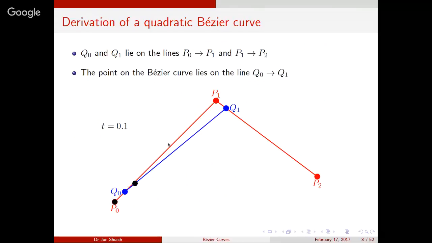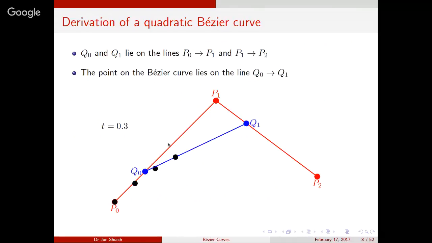What I've also done is the black blob here. That is 1/10 of the line joining Q0 to Q1, and I've drawn a black blob there. Okay. When t is 0.2, Q0 is a fifth along this line between P0 and P1, and Q1 is also a fifth along that line between P1 and P2, and I've drawn the black blob, which is a fifth along the line between Q0 and Q1.